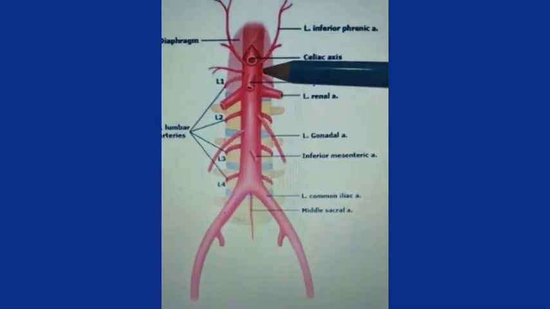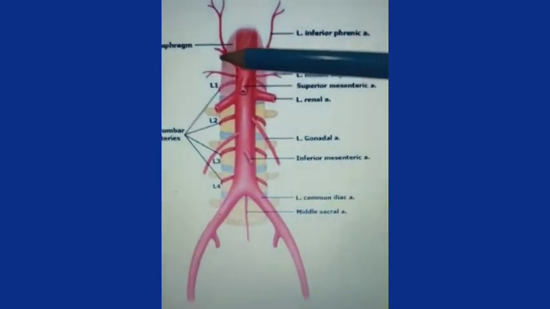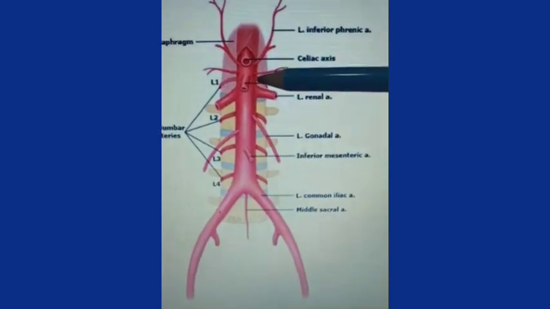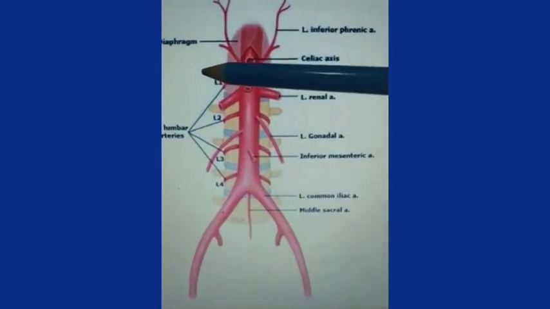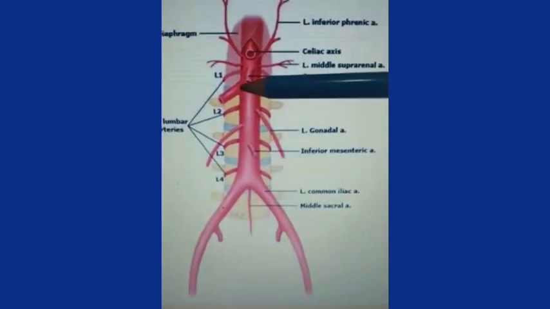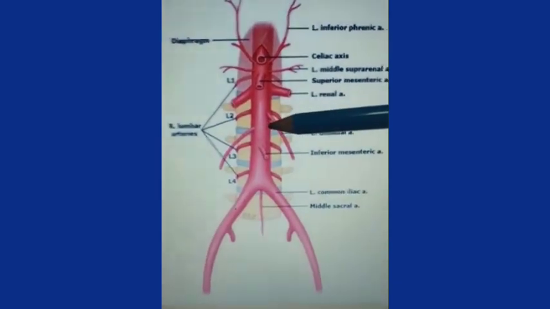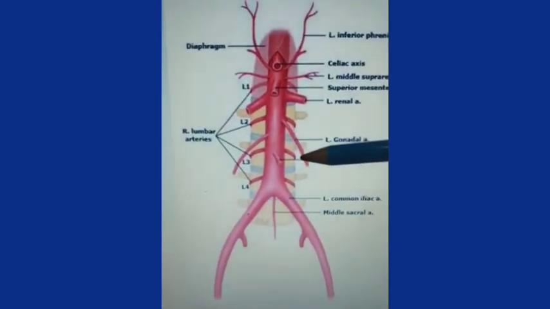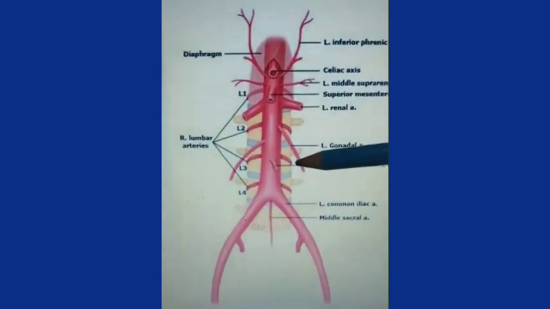So mainly four arteries. First of all, the inferior phrenic arteries, both of which will supply the diaphragm. Middle suprarenal arteries on both the sides, right and left side. Then the renal arteries, which will supply the kidneys, and the gonadal arteries. They are the testicular and the ovarian arteries, which will supply the testes and the ovaries.